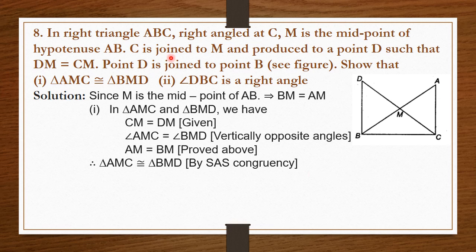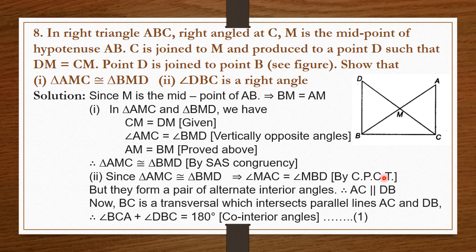Next, we have to prove that angle DBC is a right angle. So we have to prove this angle is 90 degree. So how can we do so? Since AMC and BMD are congruent, we can say that angle MAC, that means this angle, is equal to angle MBD. How did we get it? From the names, of course. So MAC is equal to MBD, right?